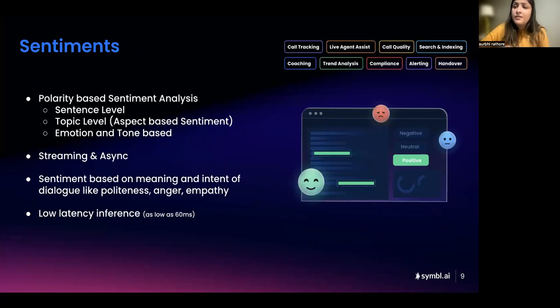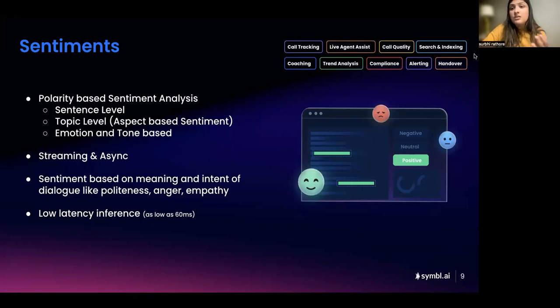Sentiments, which are also very good low-hanging fruit for you to implement directly from the audio data itself. There are sentiments that can be extracted on a polarity basis at sentence level, at the whole conversation level, at every topic of the conversation that is being talked about, as well as based on tone and emotion. There are several ways to extract these sentiments. You can extract sentiments in streaming as well as asynchronously, depending upon what the use case is.